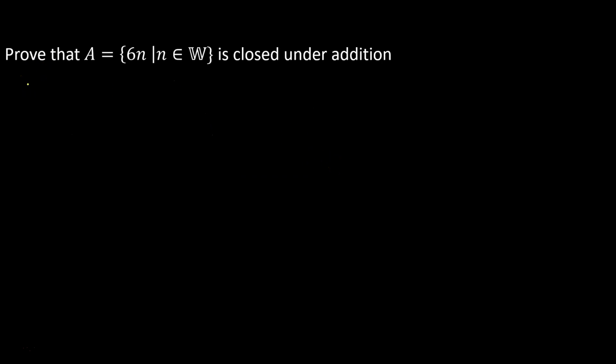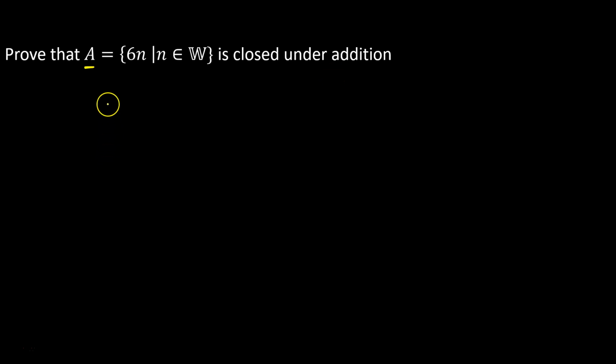Here's an example of proving closure. So here we're looking at the operation of multiplication, and we're looking at the set of whole numbers. So the set A is the product of 6 multiplied to the number n, where n is a whole number. We want to show that this operation is closed under addition, meaning I can pick any number that lives in this set, and if I perform this operation, I would be able to see a number that belongs in that set.